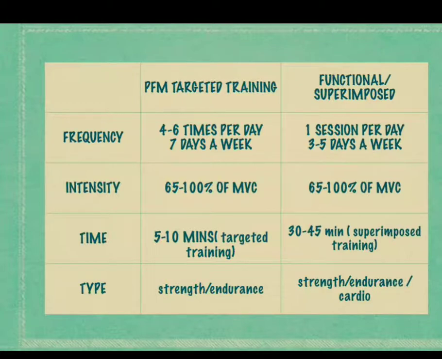Targeted training type: strength or endurance. Functional superimposed training: 1 session per day, 3 to 5 days a week. Intensity 65 to 100% of MVC. Time 30 to 40 minutes of superimposed training. Type: strength, endurance, cardio.